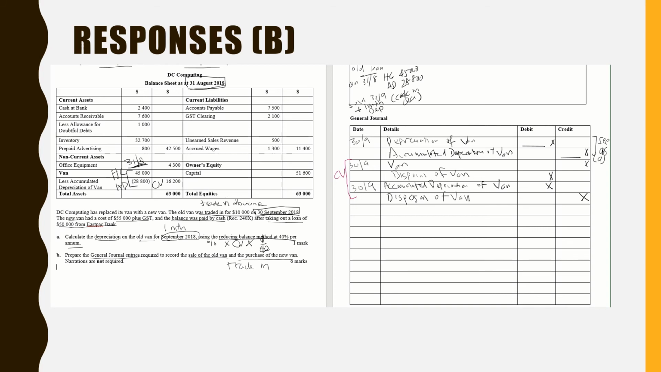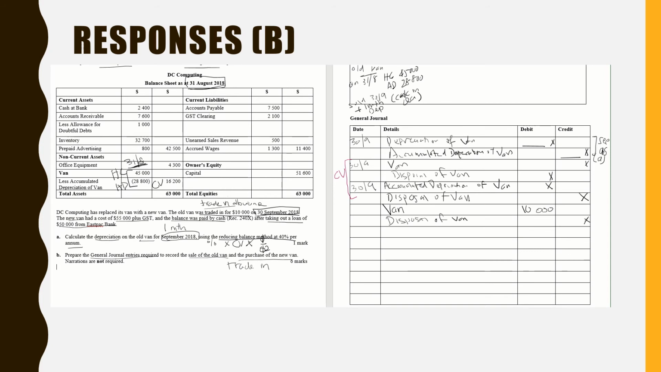Now the next step is asking ourselves, once we've disposed of the old van, what are we getting? In this case, we are getting a new van, which means that something needs to be added to my van account. This time we are going to use the trade-in allowance, because that is what we are getting from selling the old van. We are getting a $10,000 trade-in allowance, which can be applied to buying my new van. So $10,000 to the van account, and the other side is the disposal of van account.